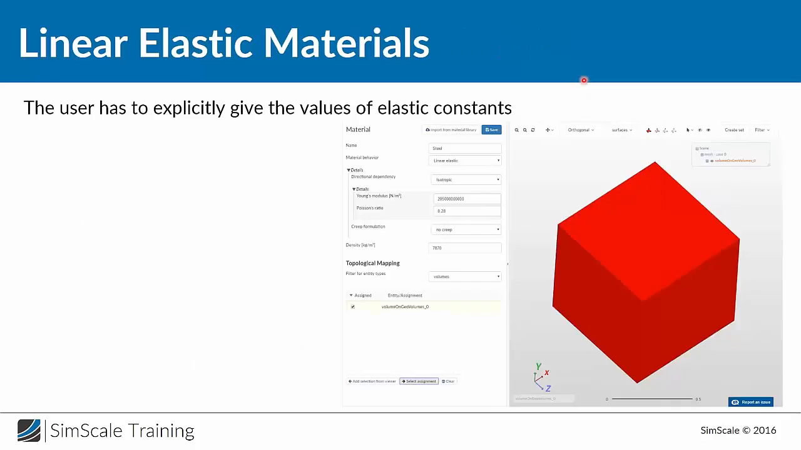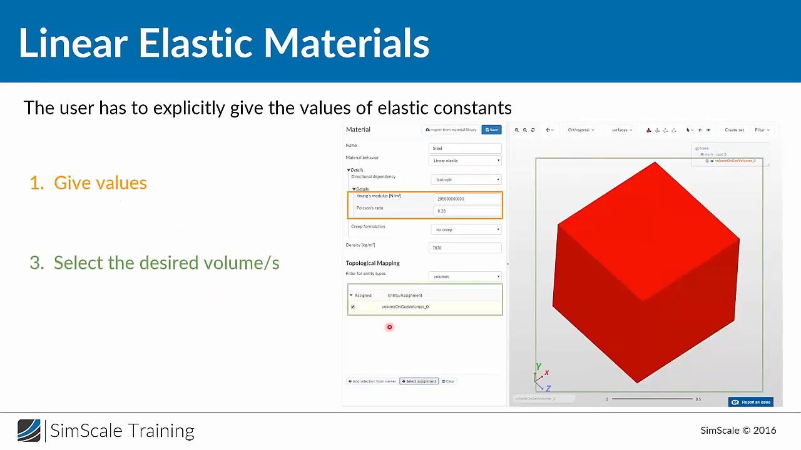Now, let's talk about how to define a linear elastic material in SimScale. You already did it during your last homework, but just to talk again about it, we need Young's modulus, Poisson's ratio, and density. So first of all, you give the values. By the way, what you can also do all the time is import material properties from our material library, which contains the most common materials used in engineering, like metals such as steel, aluminium, titanium, but also other materials like ABS, PLA, and a lot of others. After you have given the values, you just have to select the volume where you want to apply it.